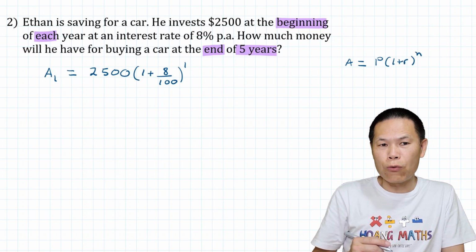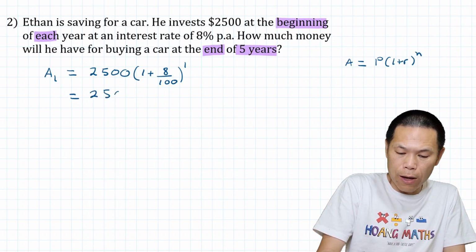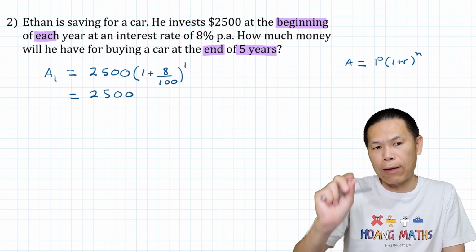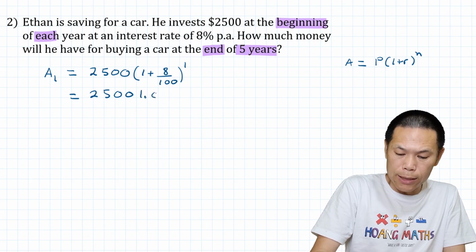But of course, we're not going to write that. So we write in shortcut. So that becomes 2,500. And if you put it on a calculator, 1 plus 8 over 100, you should get 1.08.